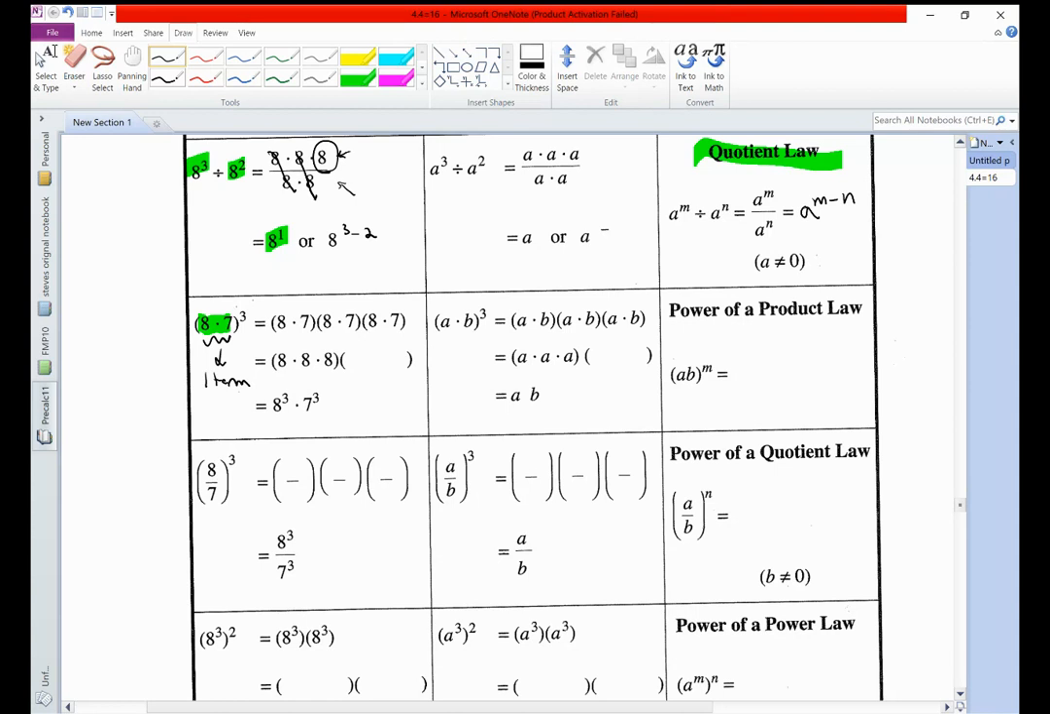That 3 acts on both of those. So that exponent 3 acts on both of those, and that becomes 8 to the power of 3 multiplied by 8 to the power of 7. And you have to be really careful. That only works if the base is one term and it's multiplying.